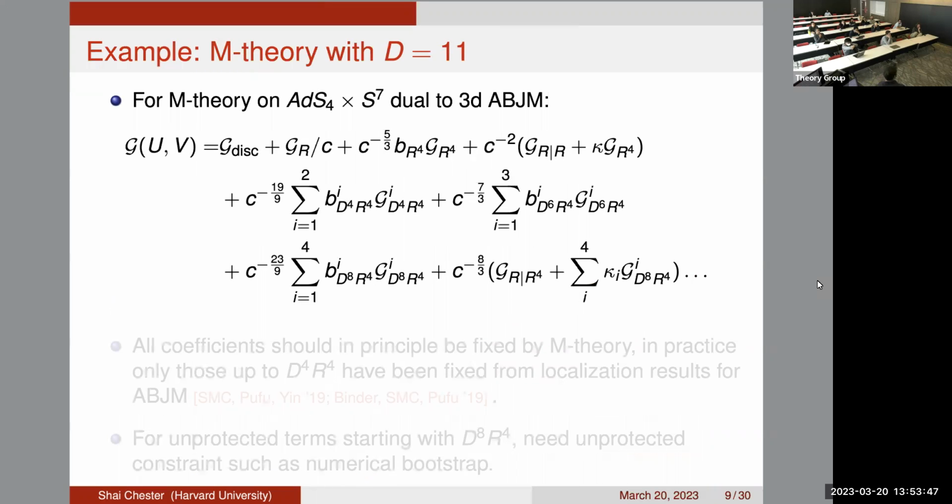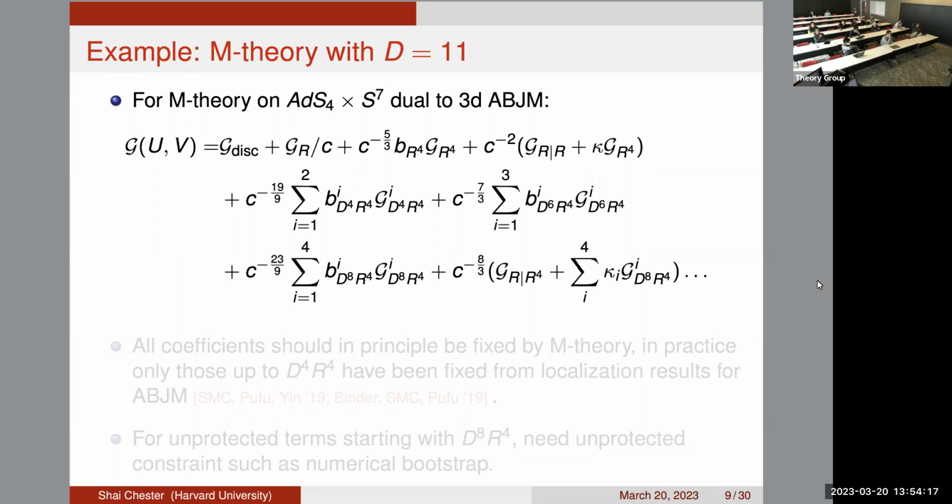Okay, so let's give an example of this expansion to make it a bit more concrete. So let's consider M theory. So the bulk spacetime dimension is 11. So we can plug in 11 into the formula from the previous slide. And we're going to consider M theory compactified on ADS 4 cross S7 dual to 3D ABJM theory. So in this case, just plugging in D equals 11, we have disconnected term, tree level supergravity, the first higher derivative correction, which is r⁴. In this case, the scaling goes like -5/3. And then this B is the numerical coefficient we want to fix. And then here's the one loop term with its contact term ambiguity.